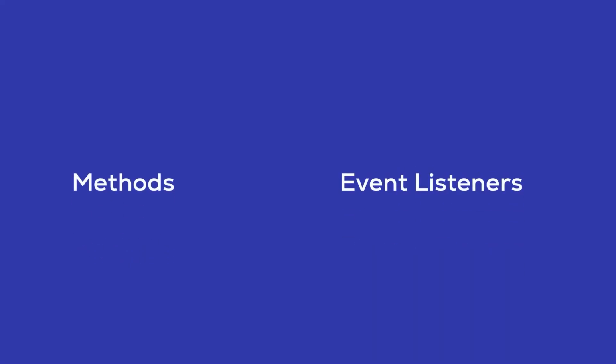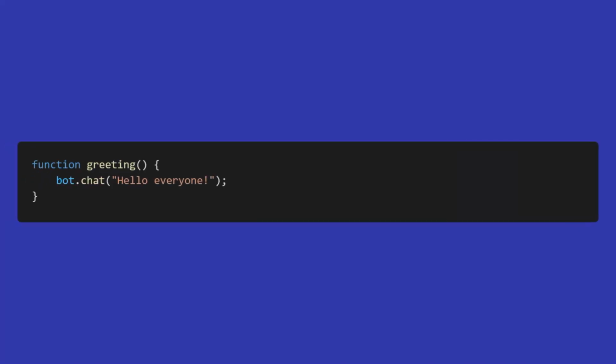To do this, there are two things you need to understand. Methods and event listeners. Methods are how you make your bot do stuff, like walking, jumping, mining, and crafting. Event listeners allow you to execute a function when specific events take place, like when it starts to rain, when a block is placed, or when a player joins the server. For example, here I have a function that makes the bot say hello. It uses the chat method to make the bot send a message. We can use event listeners to make the bot execute this function when it joins the server.